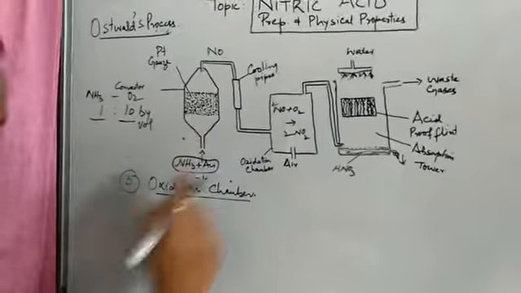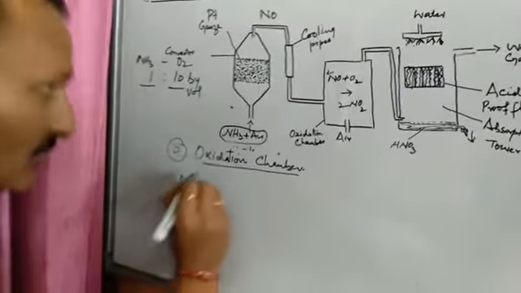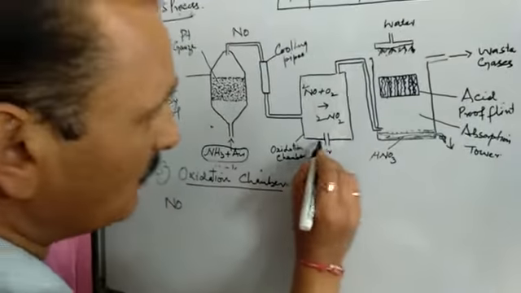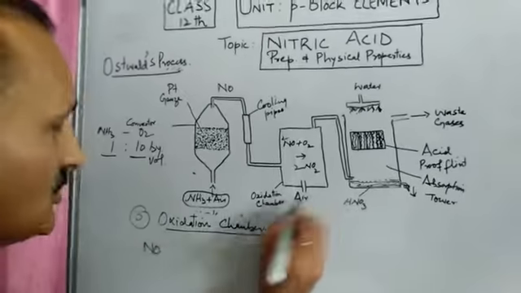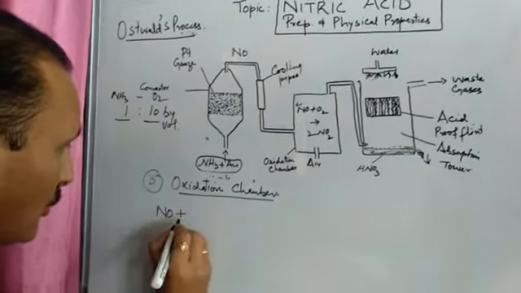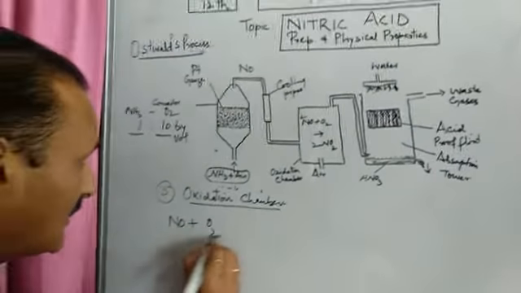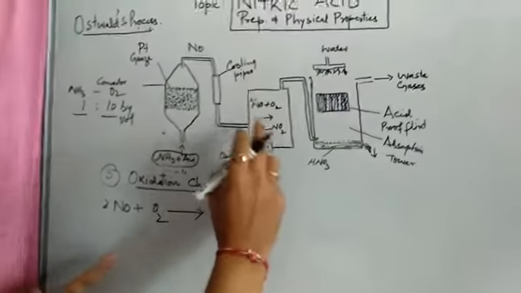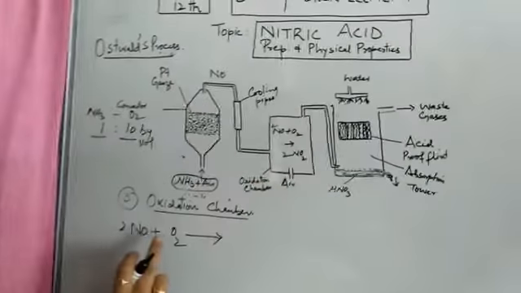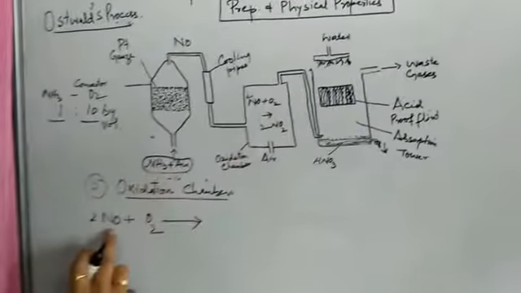What was passing through it? NO. This NO goes into this chamber, and from the bottom of this oxidation chamber, air is passed. Air means oxygen is passed, and as a result twice nitric oxide reacts with oxygen and gets oxidized. That is why this chamber is known as oxidation chamber, because here oxidation of nitric oxide takes place and nitrogen dioxide is formed in this chamber.